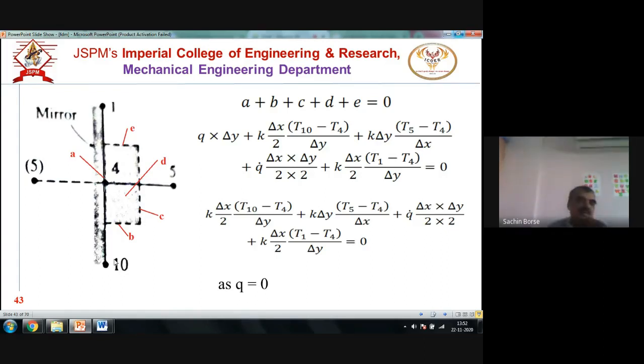Now for part A, as it is insulated, its flux is 0, so that term will be 0. Now same thing again we have to do. We keep T4 on the left and everything else on the right. So we got the equation for T4, and we can move further.